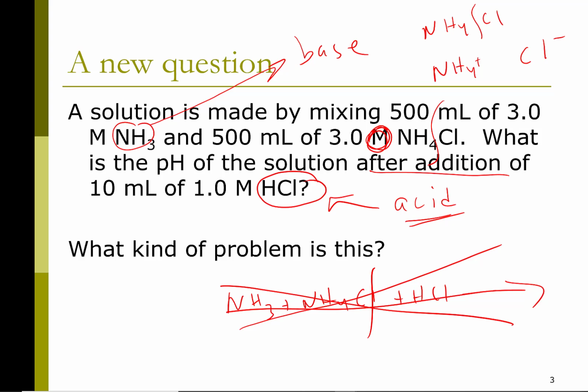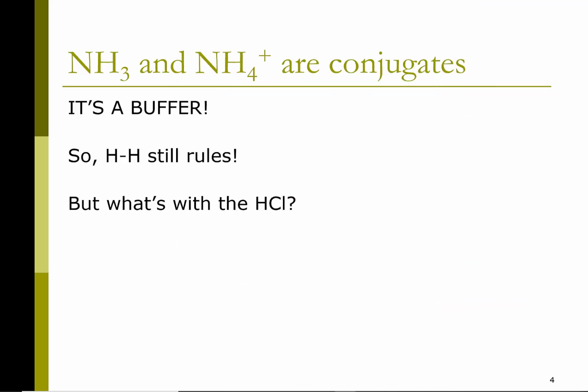If I do that, it may become more obvious that this is a buffer because I have ammonium and ammonia, and that is a conjugate acid-base pair. And that is what I'm looking for in a buffer, is I have some of the acid and some of the base for the conjugate acid-base pair. And so it is a buffer problem, and I'm going to Henderson-Hasselbalch it. But the buffer is really only formed by the ammonia and the ammonium. What about the HCl?